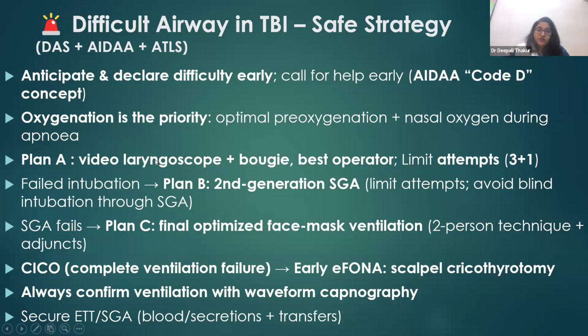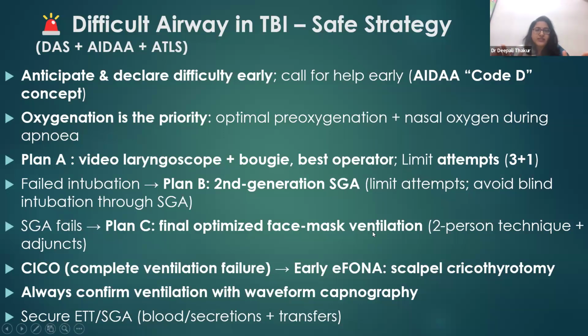Plan A in all these, whenever you are anticipating difficulty, is video laryngoscope with bougie, mainly D-blade. Portable video laryngoscopes are available. With bougie is the first choice. We are doing that, and limit attempts because that may lead to further desaturation and trauma, airway trauma. If this fails, then plan B is your second generation supraglottic airways, failing which you can again try one more time face mask ventilation.